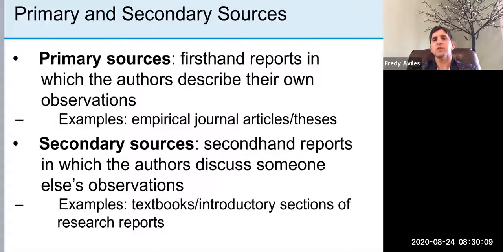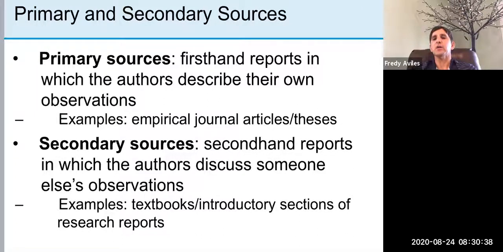They were the ones who did it. Now the secondary sources are different. Secondary sources are secondhand reports in which the authors discuss someone else's observations. So if we're talking about history, a secondary source would be a history book, a book written about those people who were there during World War II. For psychology, a secondary source is merely a book written by an author who didn't do the research.